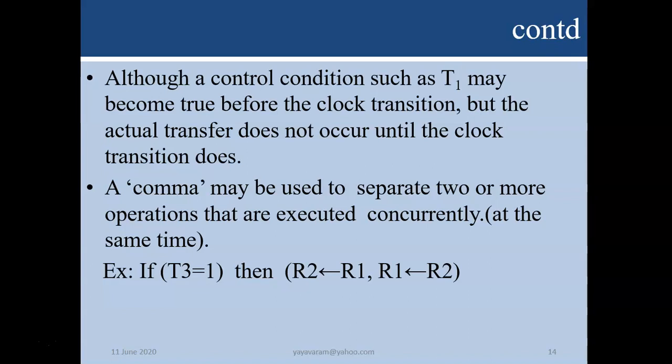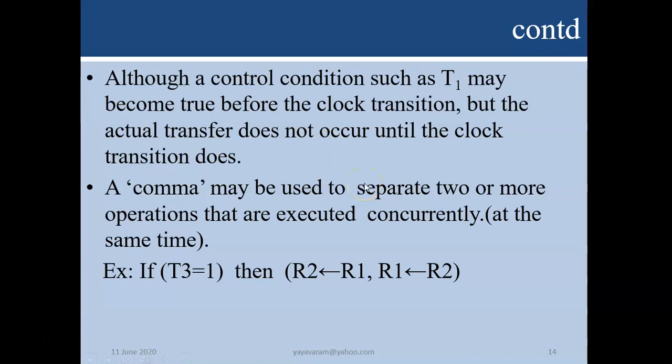Another most important thing: a comma may be used to separate two or more operations that are executed concurrently. Normally, most of the operations here are concurrent, meaning parallel. They take place at the same time. Of course, in the coming videos, we will discuss in detail what these concurrent operations are.